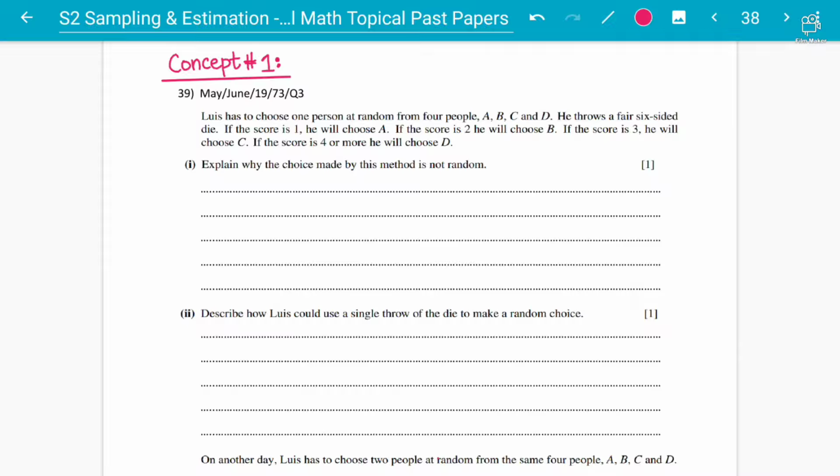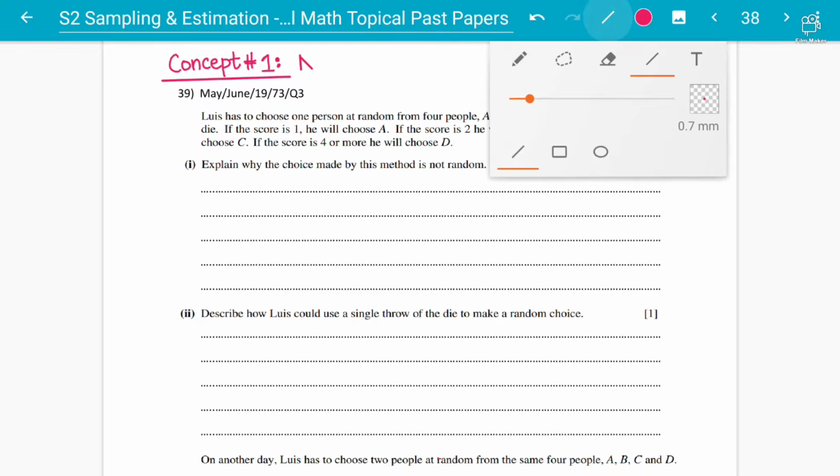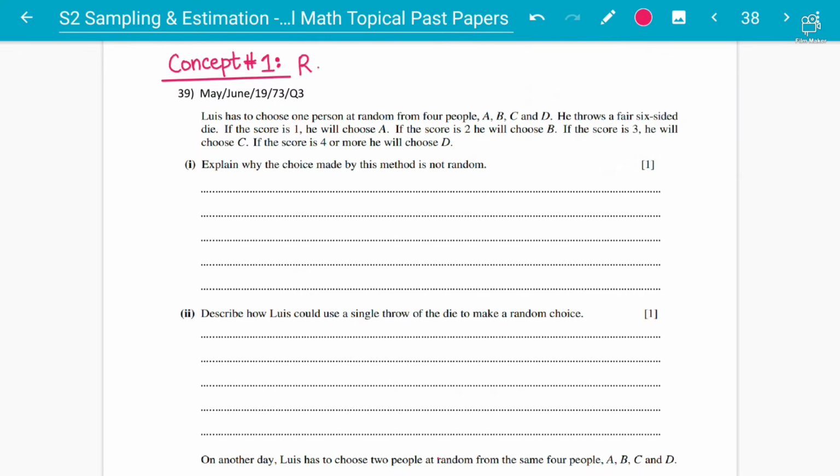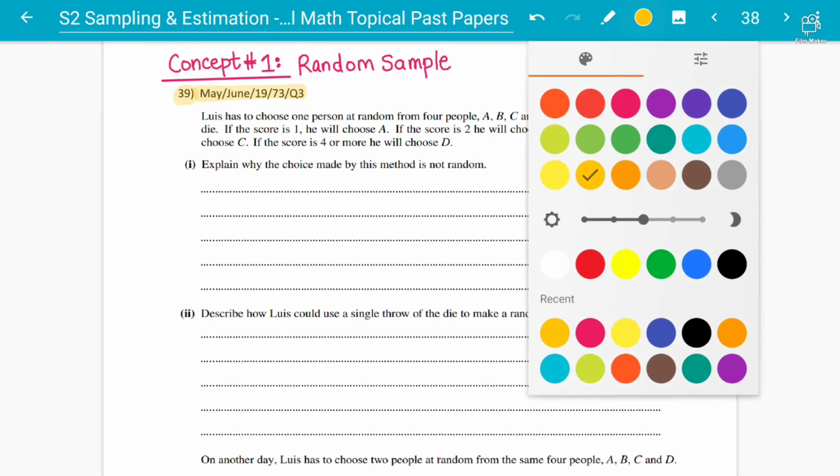Randomly using numbers and using the probability. So again, it's talking about the sampling and the random thing here. The random sample: how do you choose the random sample in the sampling chapter of statistics 2? Okay, so let's have a look at this question. It will be from May, June 2019, paper 7, variant 3. This is one of the recent papers as well.